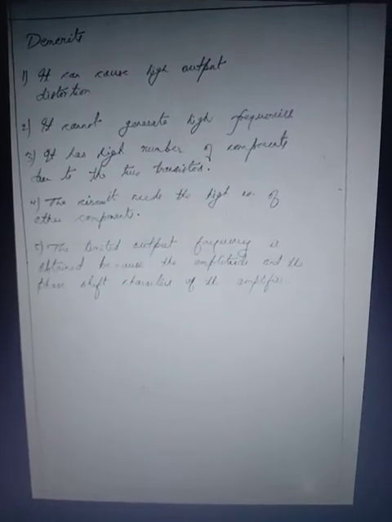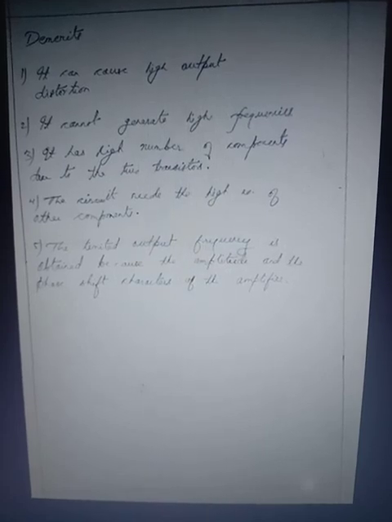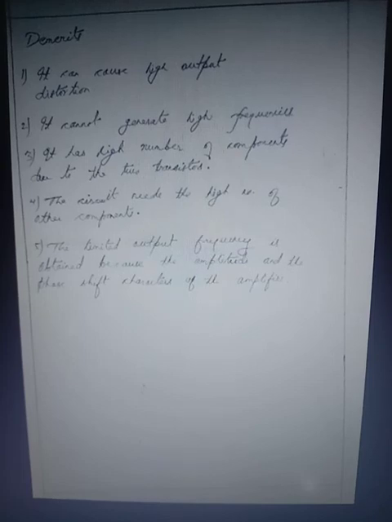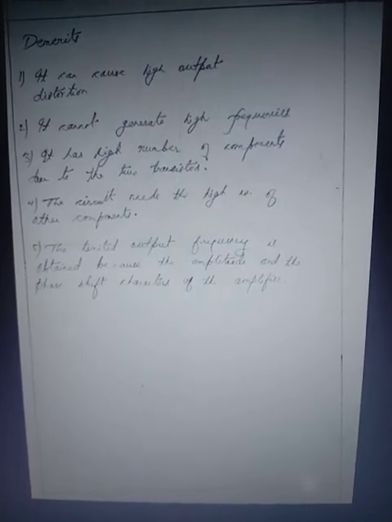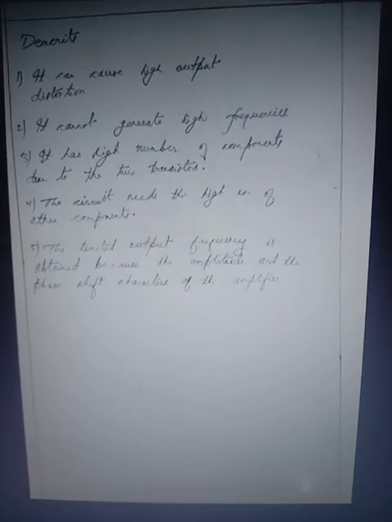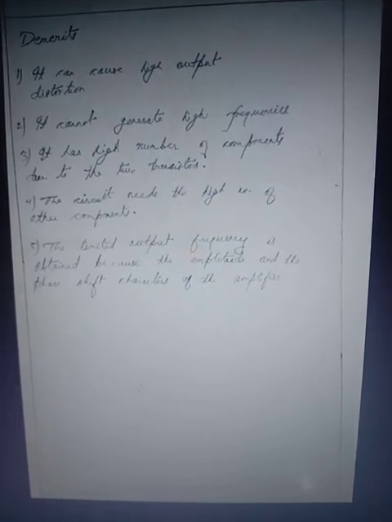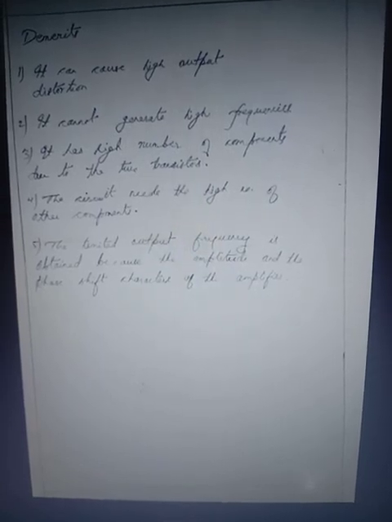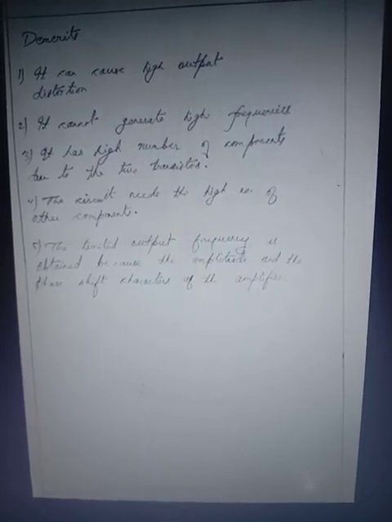Demerits. It can cause a high output distortion. It cannot generate high frequencies. It has high number of components due to the two transistors. The circuit needs the high number of other components. The limited output frequency is obtained because of the amplitude and the phase shift characteristics of the amplifier.